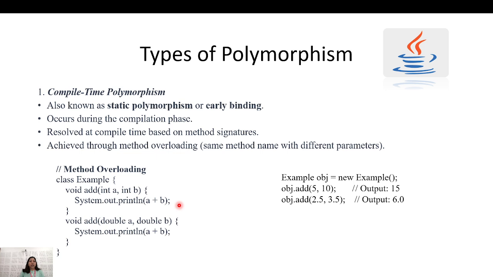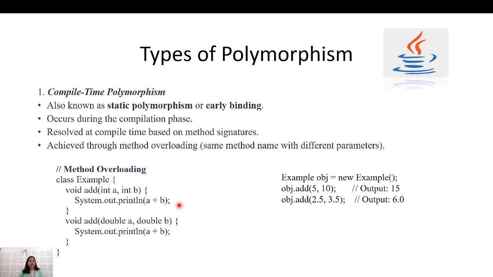There are two types of polymorphism. First is compile time polymorphism. It is also known as static polymorphism or early binding. Why is it called early binding? Because it occurs at the compilation phase only. When you compile the code, at that time the object is bound, and that's why it is called early binding. Not at execution time, but before that, in the compilation phase.